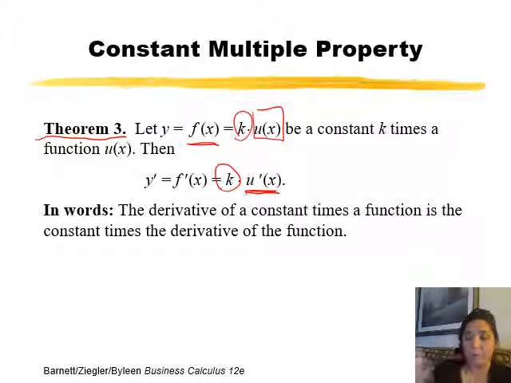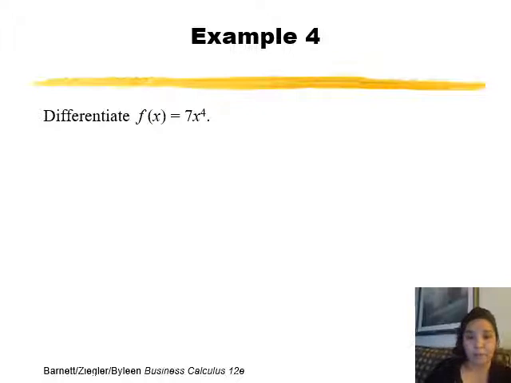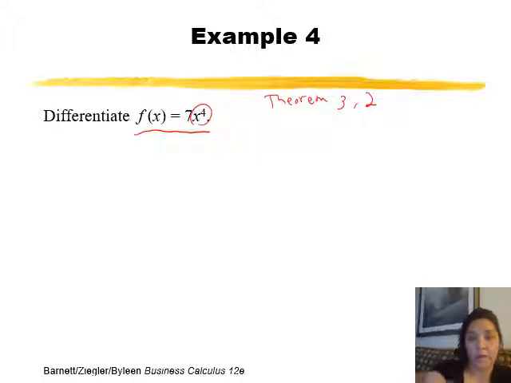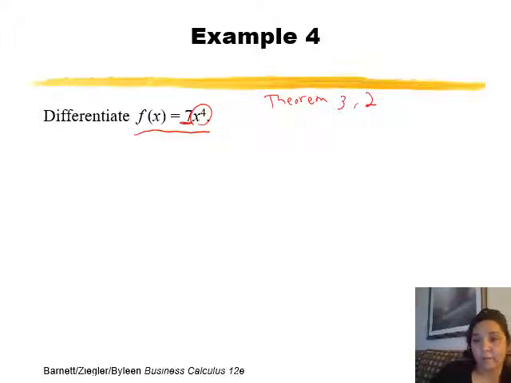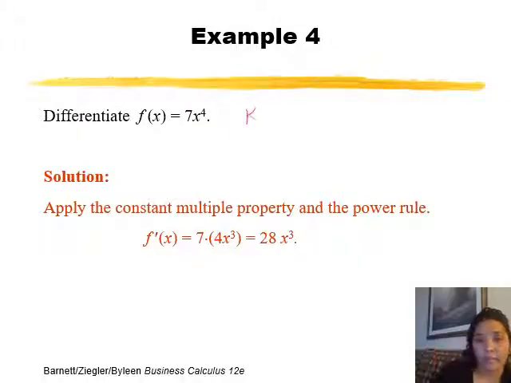You don't have to try to find the derivative of all the values of k times u. You can just pull that k out and take the derivative of u. What does that look like? Notice here we have f of x is equal to 7x to the 4th. We are actually going to use theorem 3 and theorem 2. Why? Because we have a power rule right here, and then we have a constant right here. And so what is our constant? Our constant k is 7. Our u of x is equal to x to the 4th.